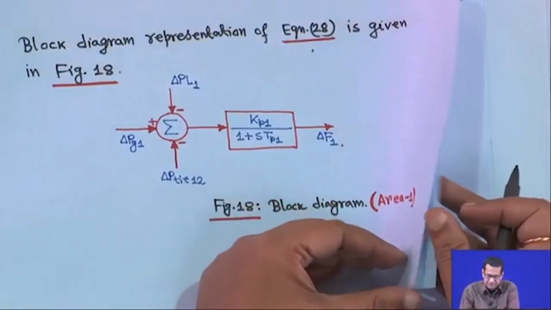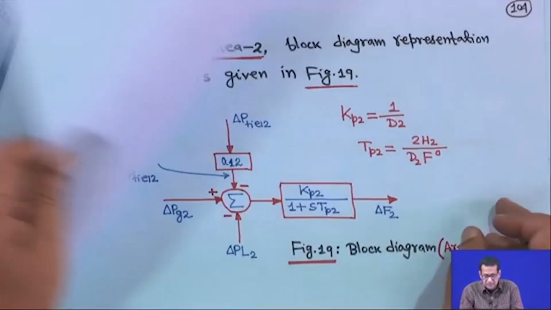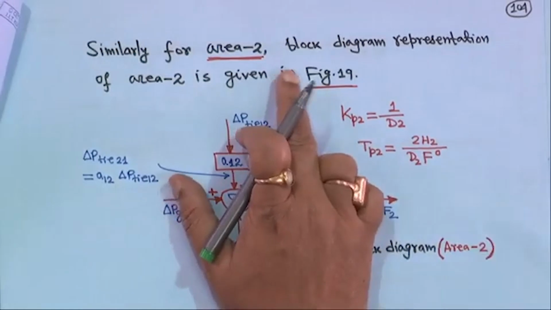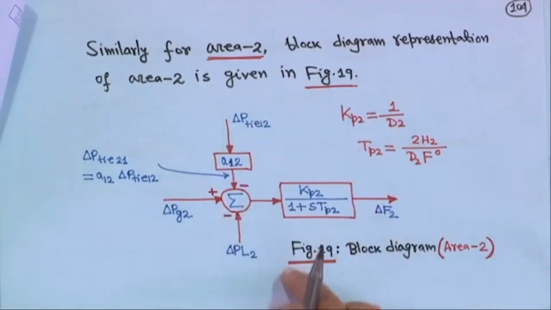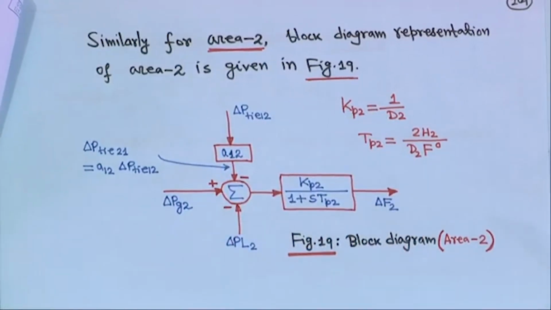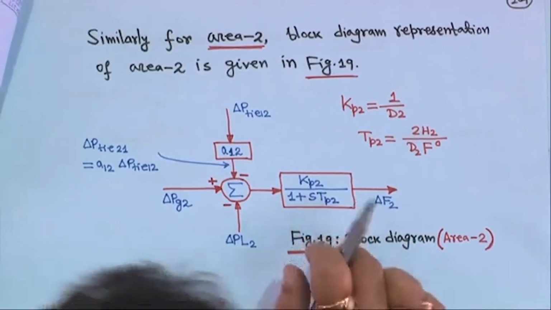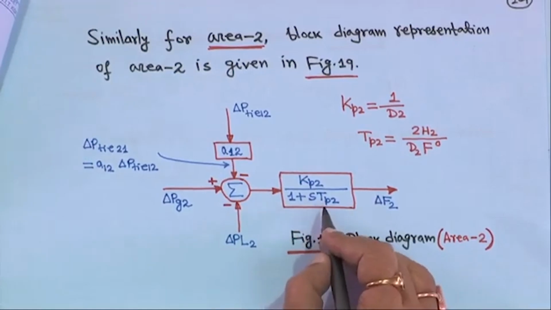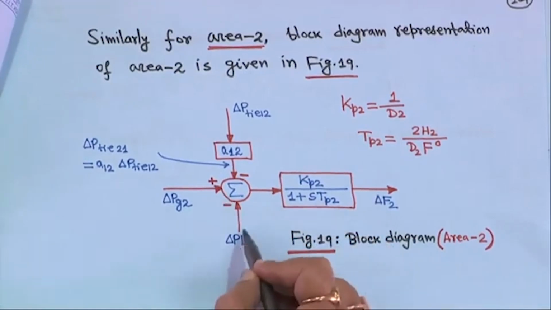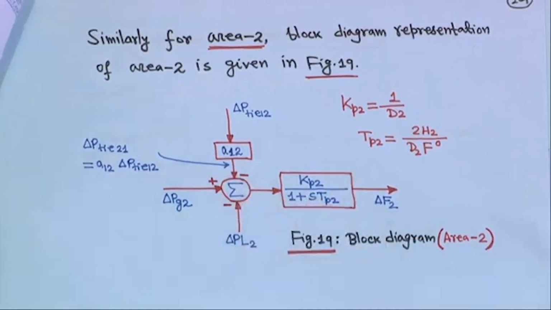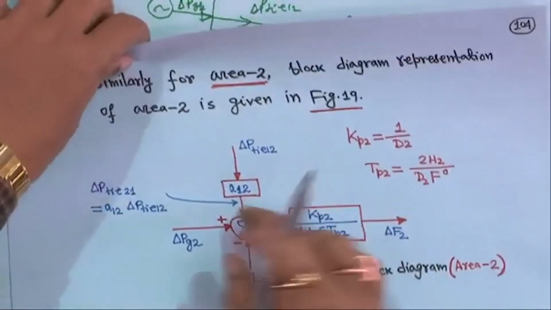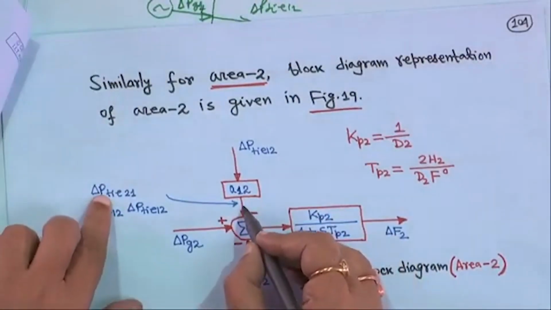Next, similarly for area 2, the block diagram representation of area 2 is given in figure 19, this one. In figure 19, in area 2 it will be Kp2 upon 1 plus S Tp2, delta Pg2 will be there minus delta P ti 1 2 and this is minus A12 delta P ti 1 2. How are things coming here? This A12 is there because this is actually delta P ti 2 1.